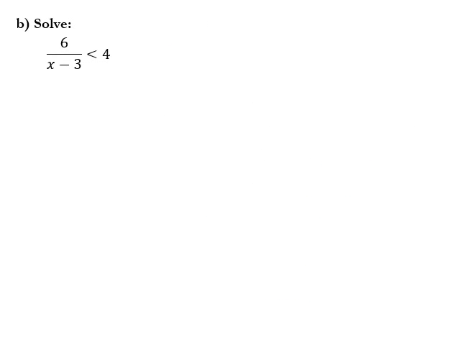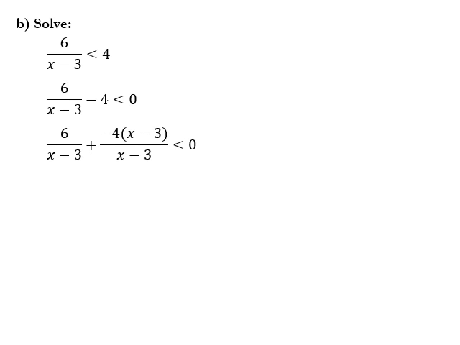All right, so B here, solve this inequality. So again, we're just going to bring the 4 over. And then we have to get a common denominator. So I'm going to multiply that 4 by x minus 3 over x minus 3, so we have a common denominator. Now let's write it as one fraction.